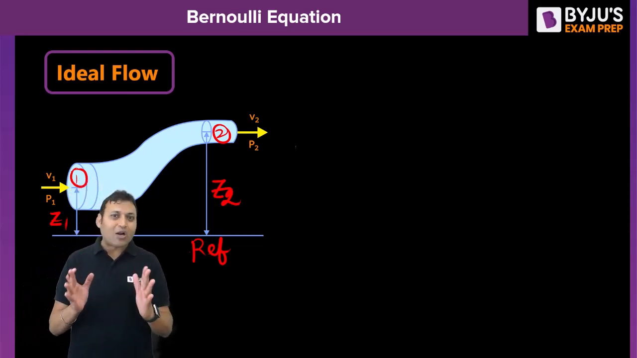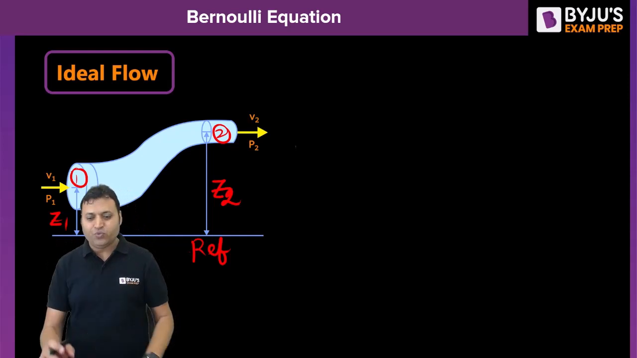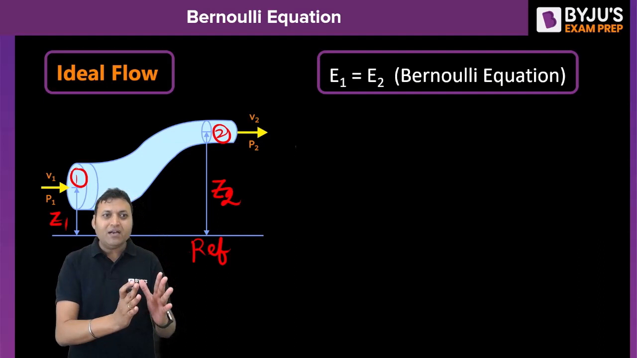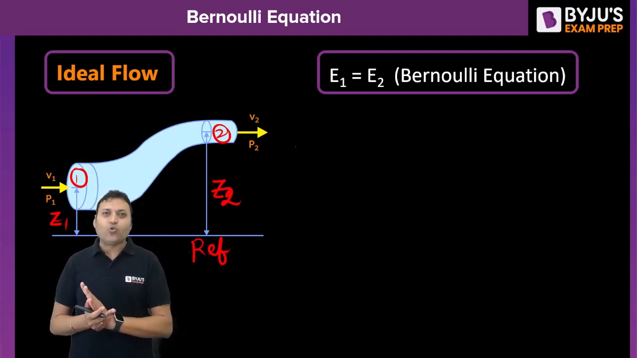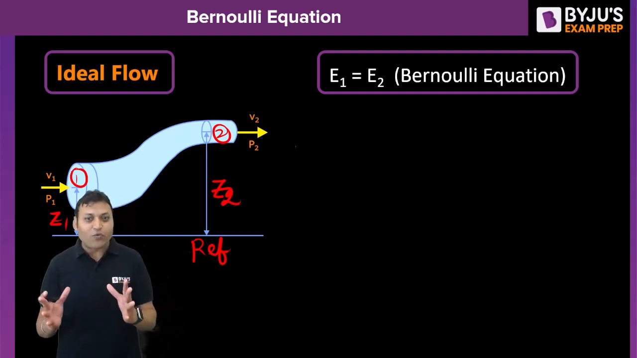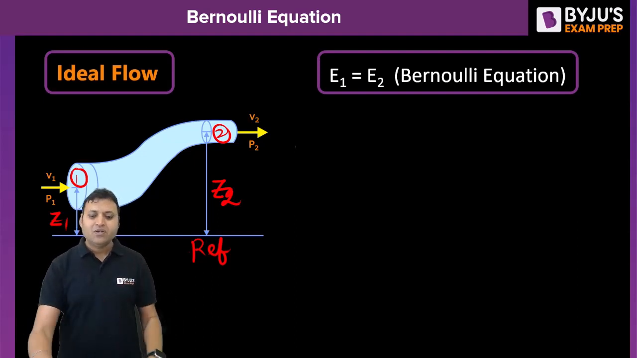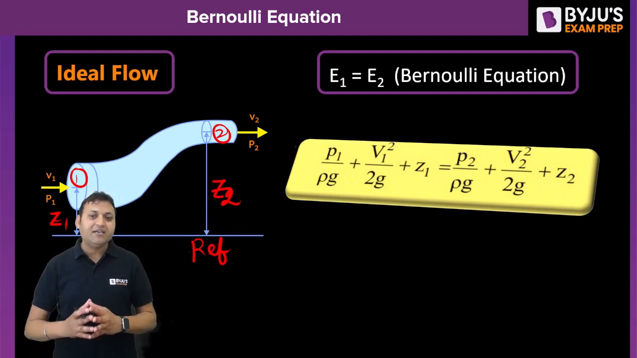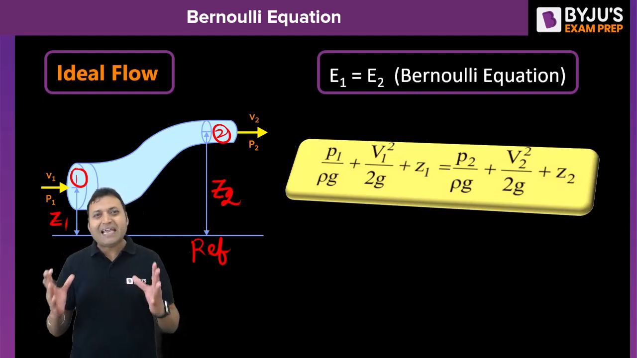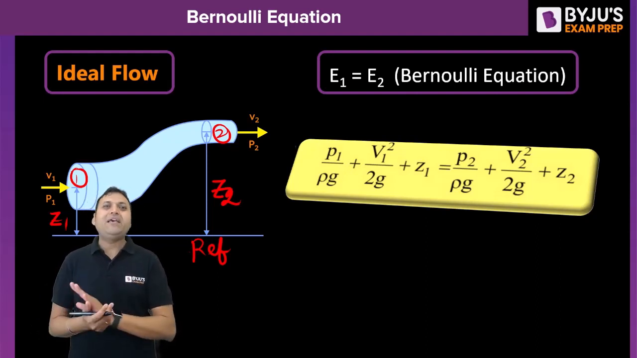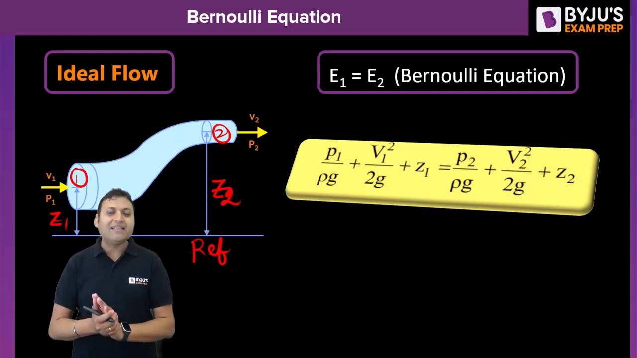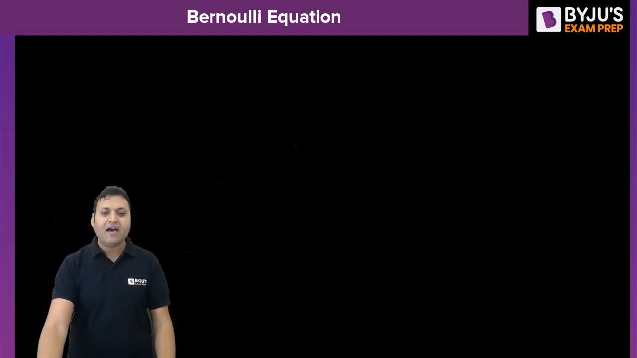If we apply the Bernoulli equation between 1 and 2, the total energy of the flowing fluid at section 1 will remain the same as the total energy of the fluid at section 2. If we write this equation in head form, we can write the static pressure head plus the kinetic energy head plus the potential energy head at the inlet 1 will be equal to the sum of pressure energy head, kinetic energy head, and the potential energy head at the outlet.